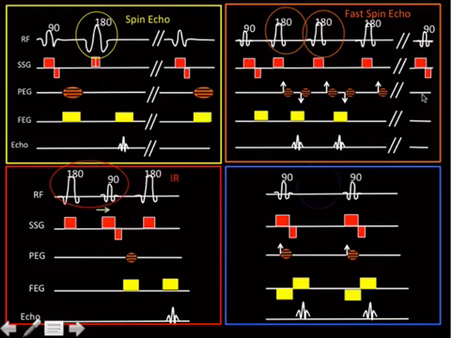And then lastly, we've got one that doesn't have a 180 degree refocusing pulse. And we said that was gradient, remember? Flip angles less than 90 and no 180 degree refocusing pulse is a gradient. Okay, so that's the end of the sequence talk.